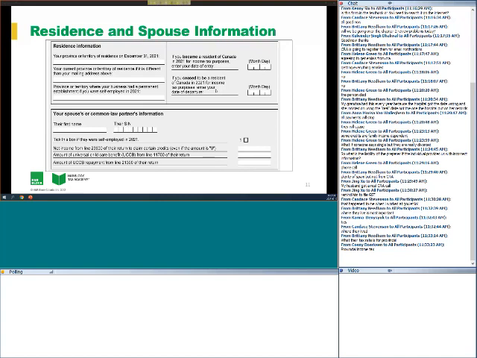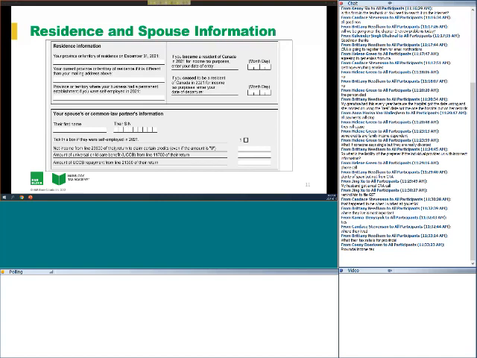So again, only put information on the return if it is relevant to the client sitting in front of you. For this course, we're not going to do people coming into the country. We're not going to do people going out of the country. Good. And at the very bottom, you need your spouse or common law partner's information.